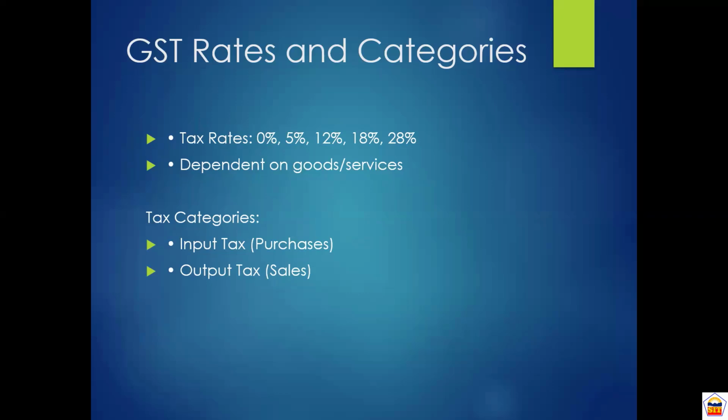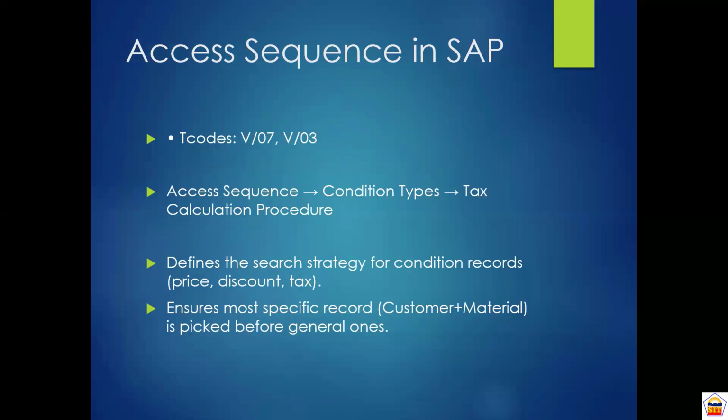There are different rates for GST. It could be 5%, 12%, or 18%, subject to the goods or services. Majorly there are two tax categories: input tax and output tax. Input tax we use for purchases, whereas for sales we use output tax. When we talk about GST in SAP, we need to maintain the tax calculation procedure. In order to maintain it, we need to maintain objects called access sequence and condition type.